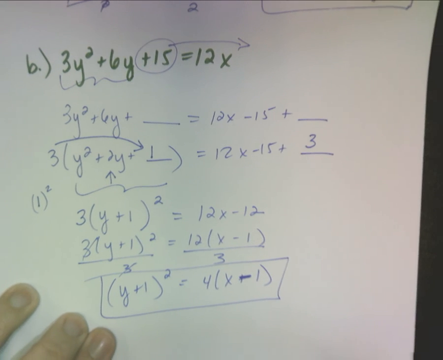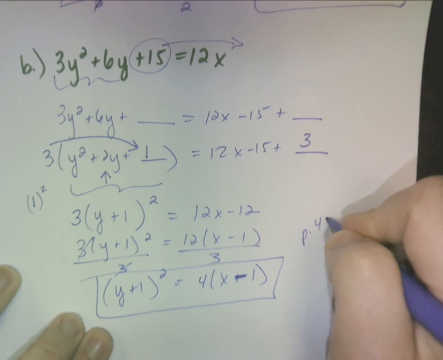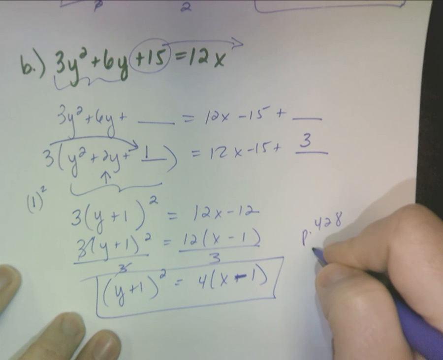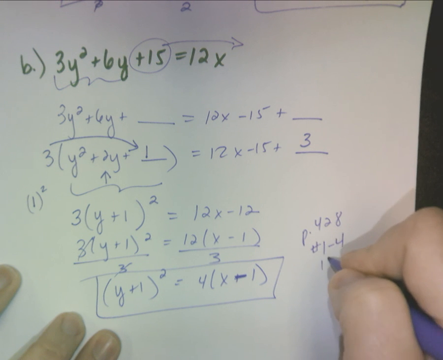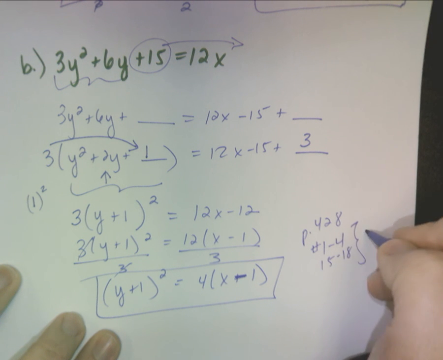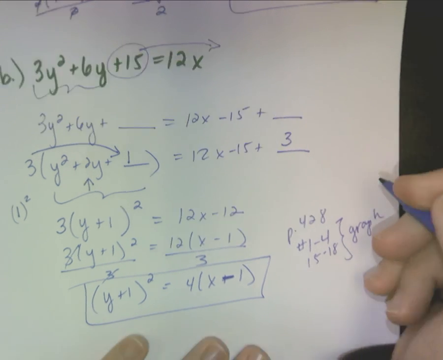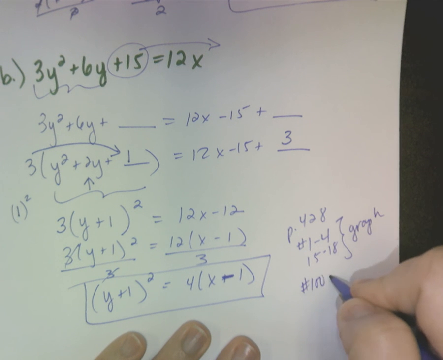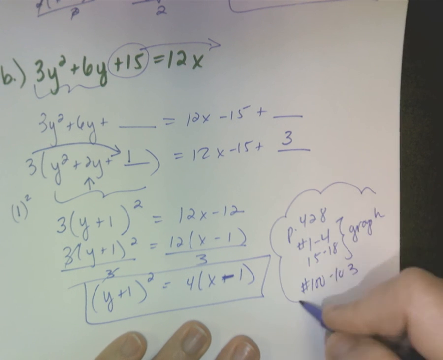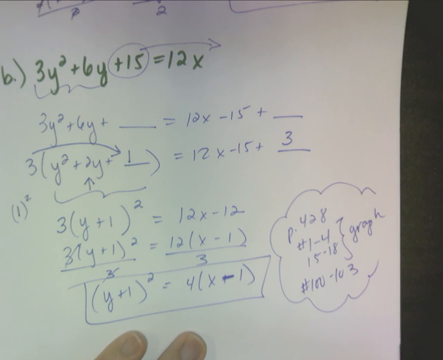All right, so you are going to do page 428. You are going to graph numbers 1 through 4, 15 through 18. I want to see all those 5 points. And then do 100 to 103, just some good reminders. Thank you. Bye-bye.